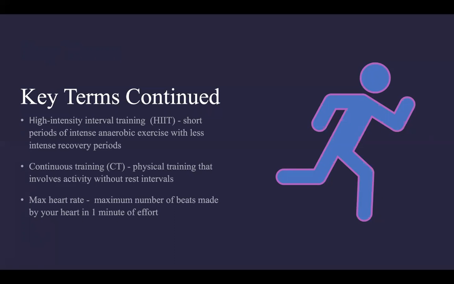A couple terms that I used in my study: high intensity interval training, HIIT, is short periods of intense anaerobic exercise with less intense recovery periods. Continuous training is physical training that involves activities without rest. And max heart rate is the maximum number of beats made by your heart in 1 minute of effort.